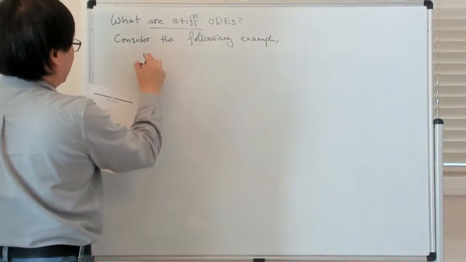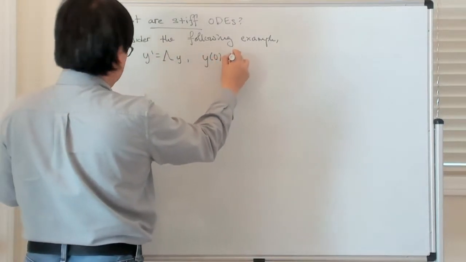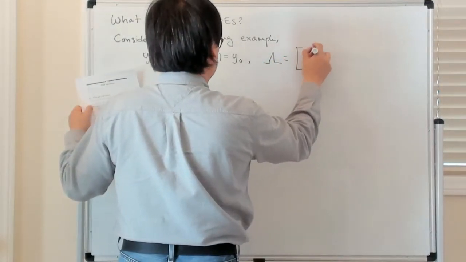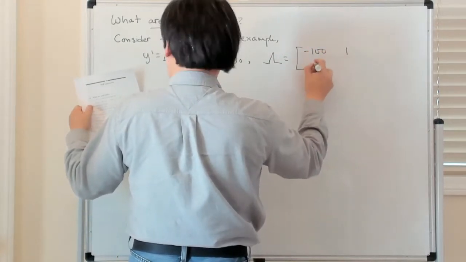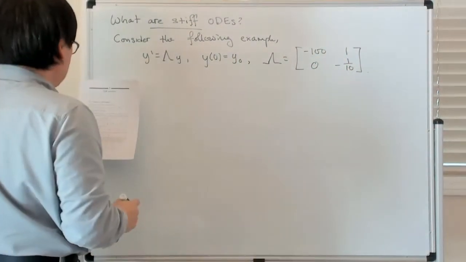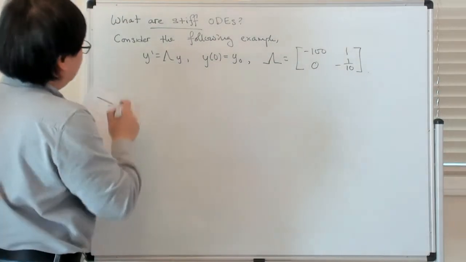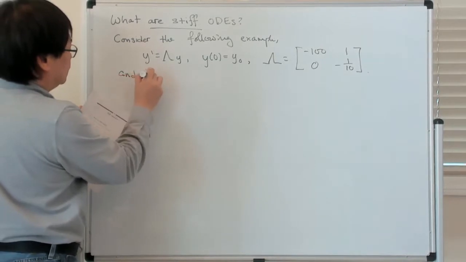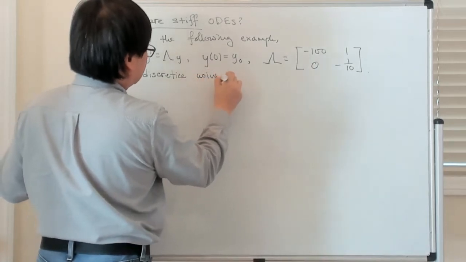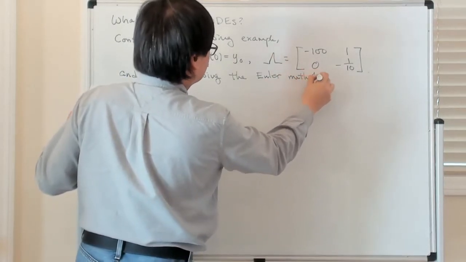Okay, so y prime is equal to lambda y, with y at time 0 equal to y0, and then lambda has the following form: minus 100, 1, 0, minus 1/10. Okay, and let's try to discretize this using the Euler method and see what happens.